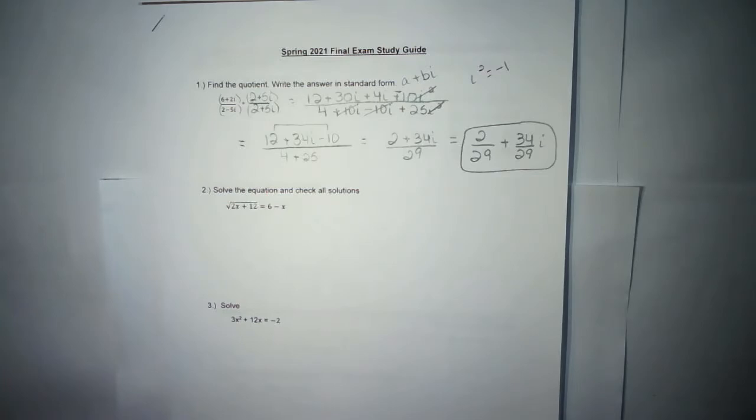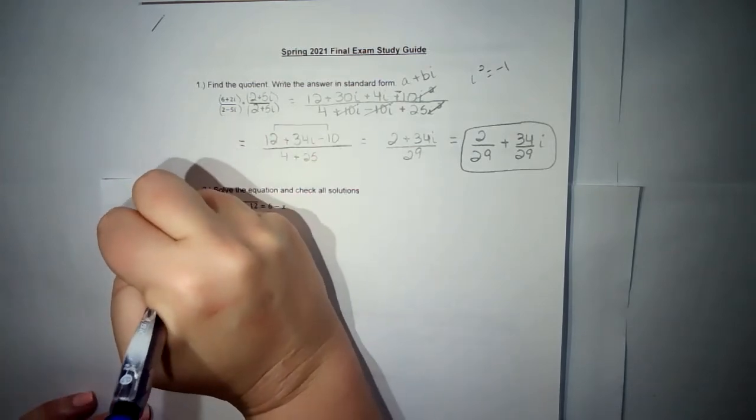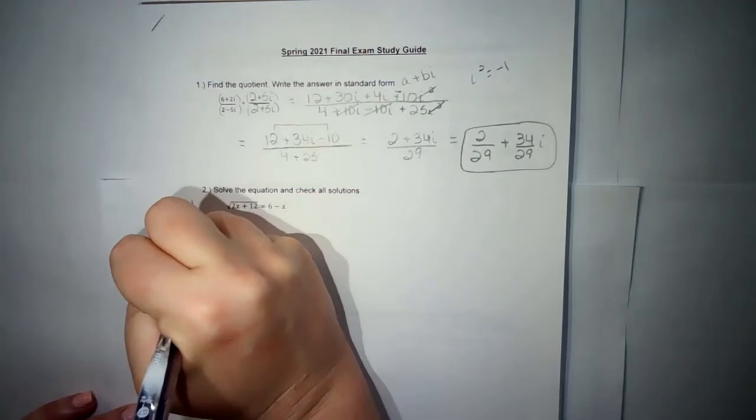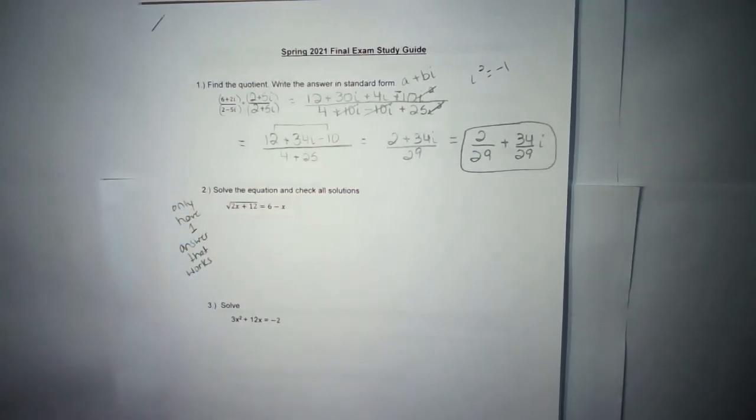Okay, number 2 wants us to solve the equation, and then there's a second part. Check all solutions. Now, the reason they're saying check all solutions is not just because you should always check your work, but remember, when you square a square root, a lot of times, hint, hint, hint, you will come up with an extra solution that's not true. That's going to happen here. You're only going to have one answer that works. The other one is extraneous. It's not going to work. So you're going to have to check your answers, okay?